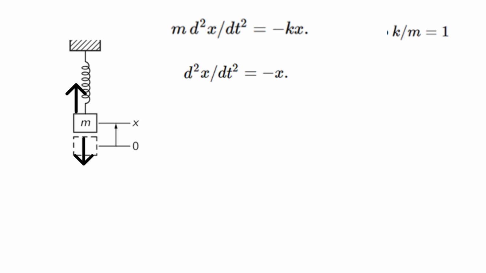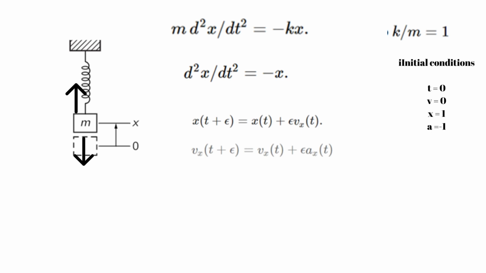Our initial condition is that x is equal to 1, the time is equal to 0, the acceleration is equal to minus x, and the velocity is equal to 0. So we have three equations. The first one tells us how x behaves in a small time t plus epsilon. We have x at time t. We add epsilon times velocity, which is the distance at a small time epsilon.